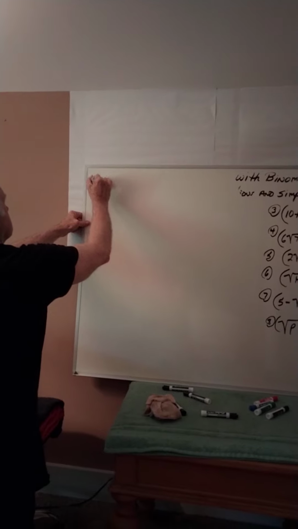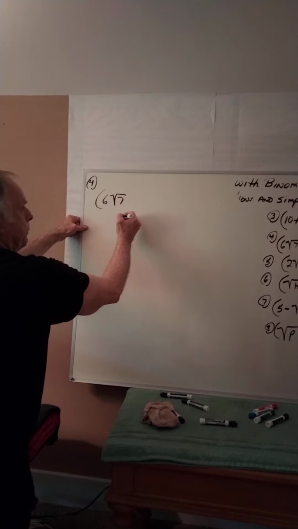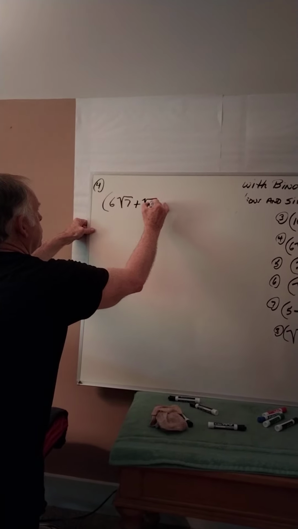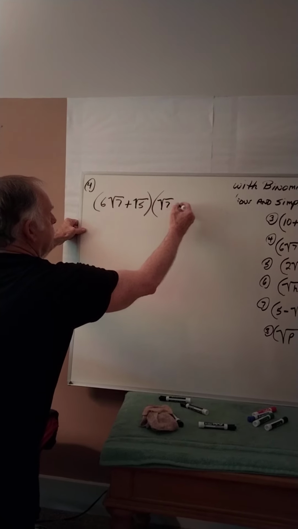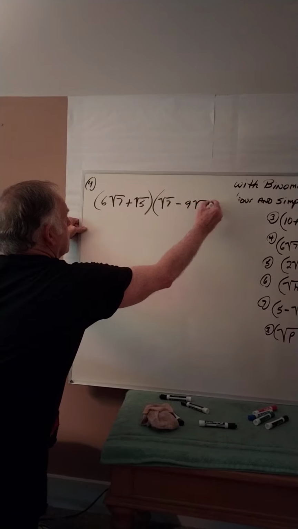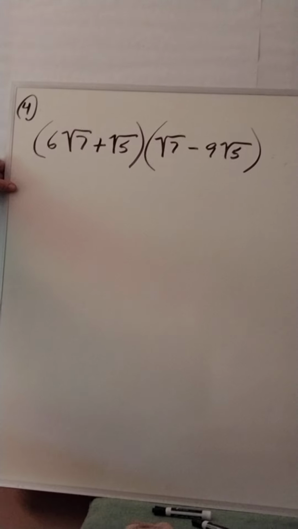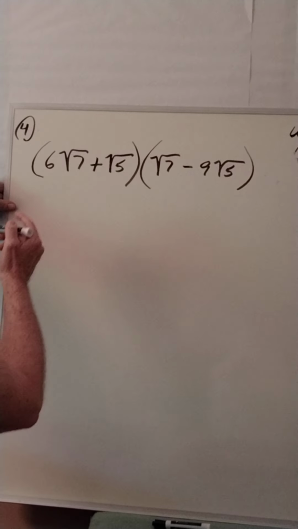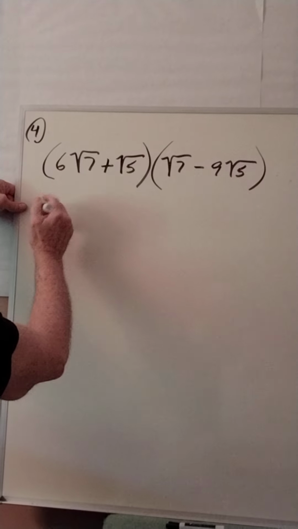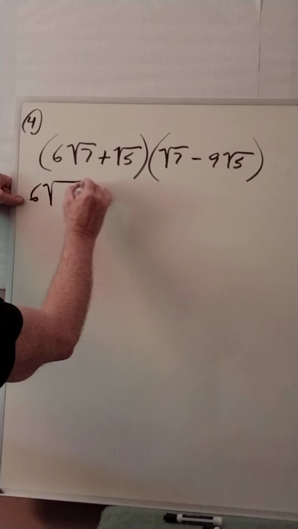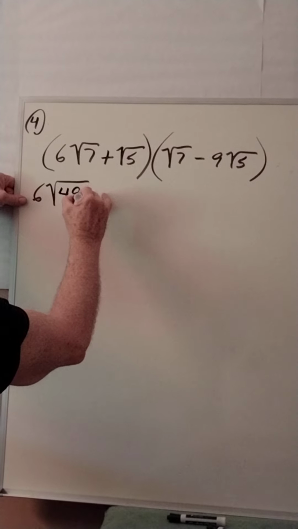Number 4. The quantity of 6 root 7 plus root 5, close it off, multiplied by root 7 minus 9 root 5. Binomial times binomial. FOIL. First terms. Be careful. First term, first term. 6 multiplied by the root 7 times 7, the root of 49.